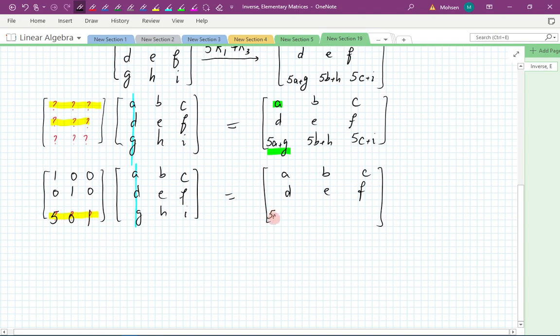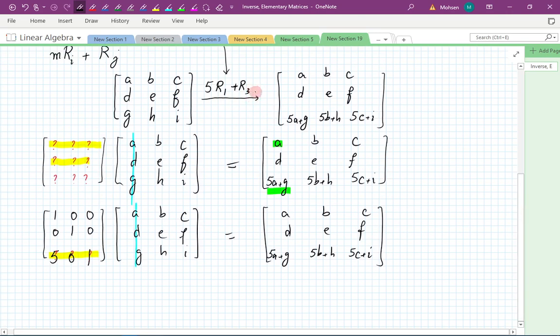So now I get 5a plus G, 5b plus H, and 5c plus I, because when I multiply this thing by any of these columns, the first entry is going to multiply by 5, the last entry is going to tag along, and that's where I get my result. So if I have this operation, that elementary row operation, I say it is equivalent to the action of multiplication by this. So these two go hand in hand.